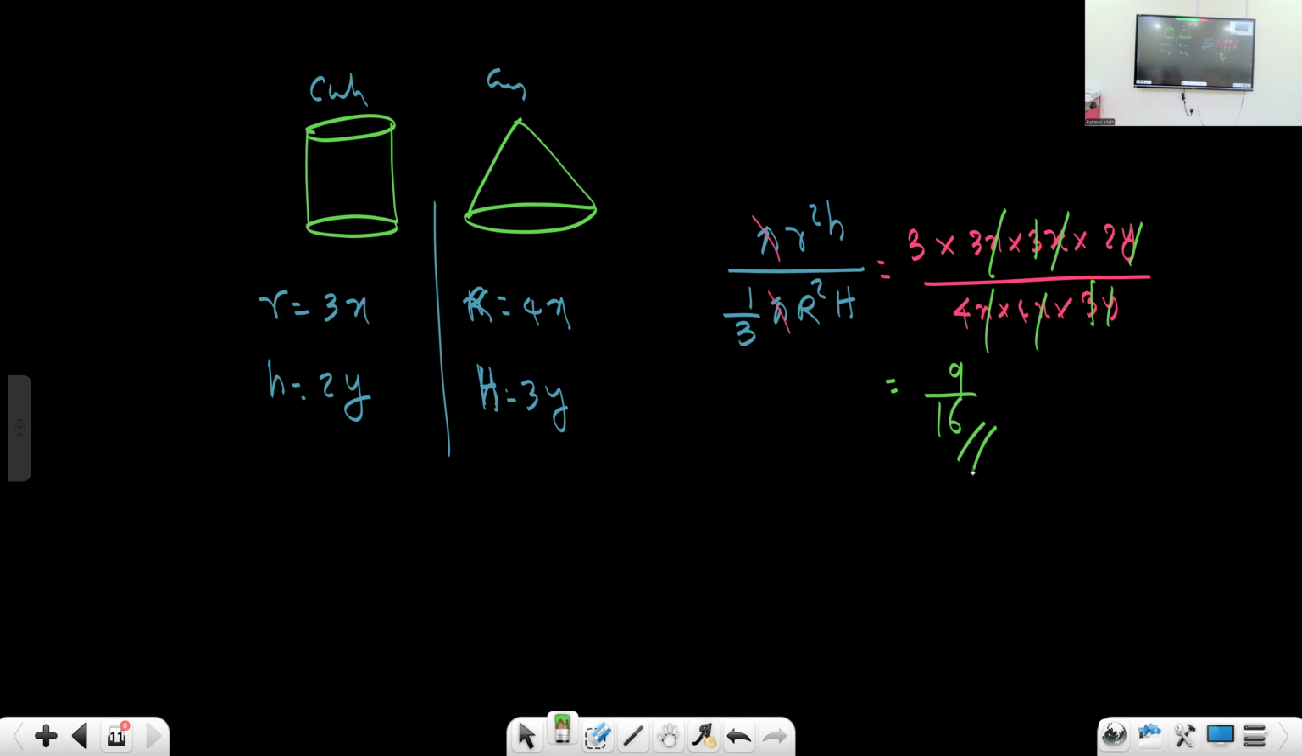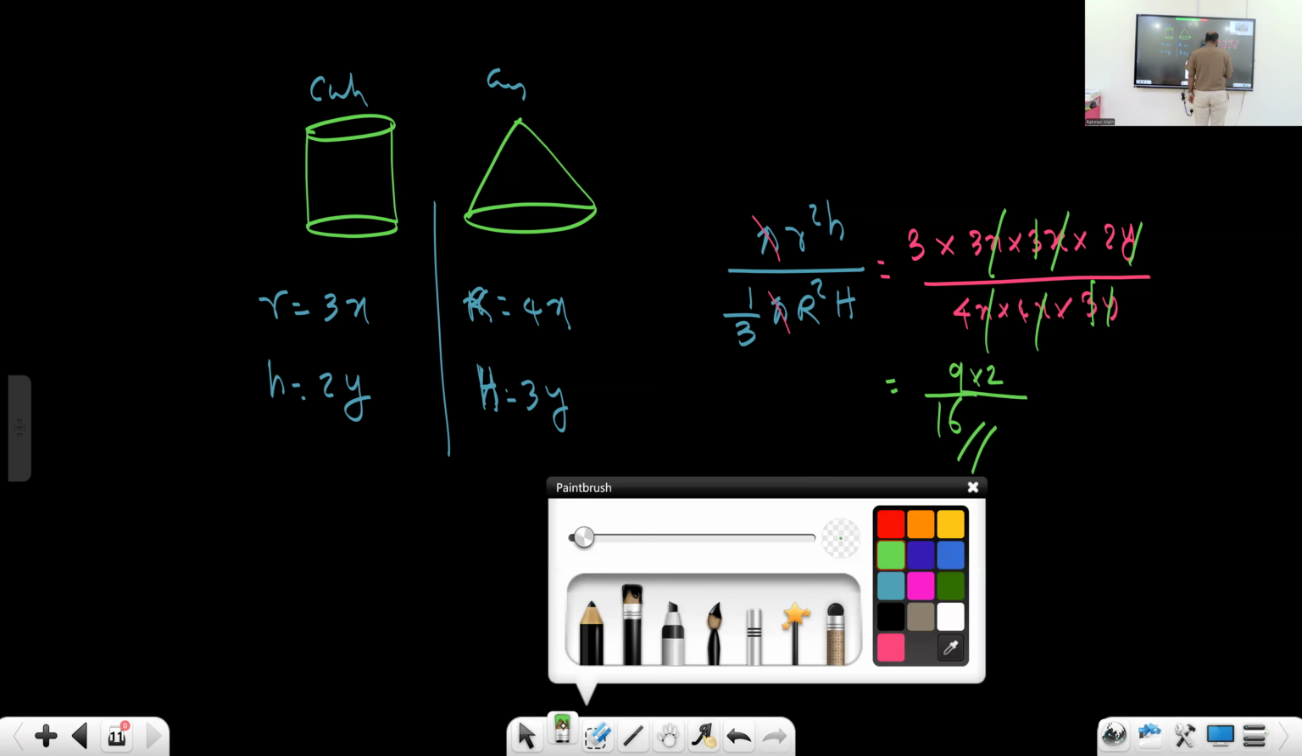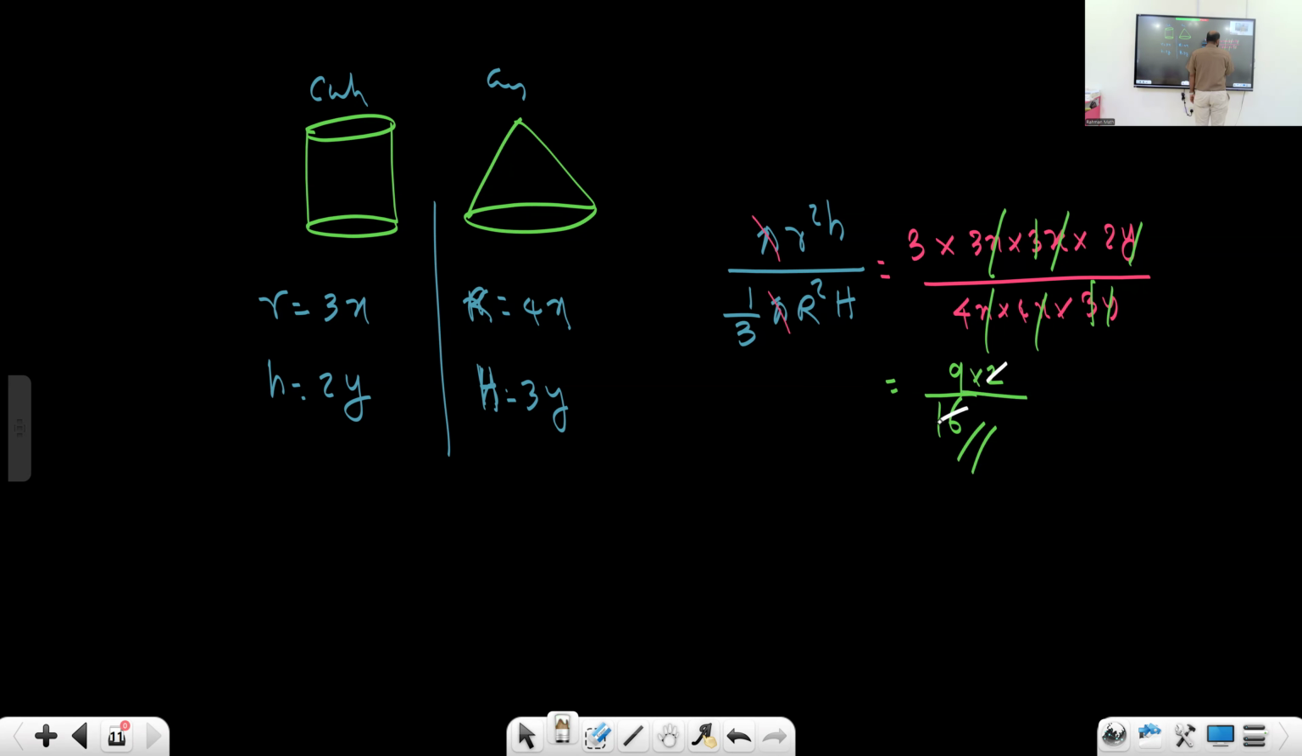Now, first page, any doubt? Tell me, any question you can ask me. Where is the 2? There is a 2, no? Then one more cancellation we can make. So this cancels to 8, no? So 9 by 8 is the ratio. Ratio means it's a numerical value, there won't be any unit. 9 is to 8.